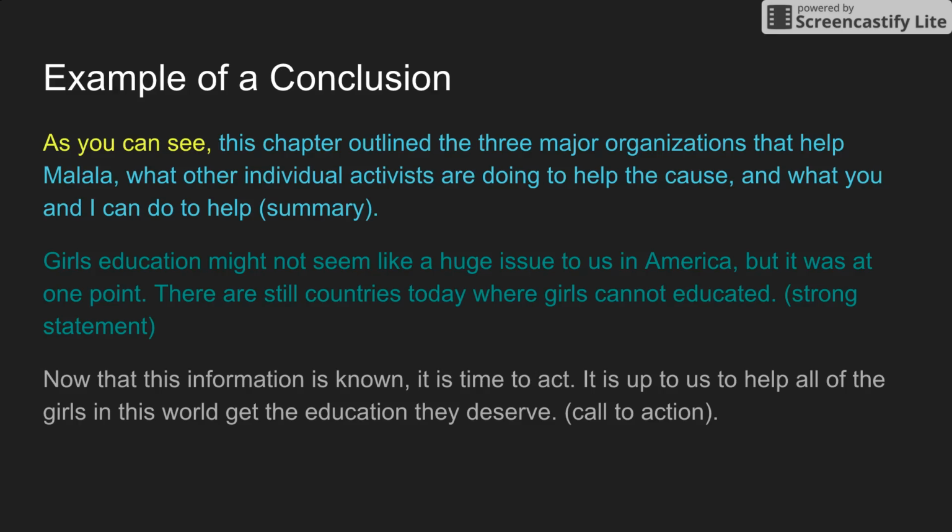So an example of a conclusion would be, as you can see, my transition word. This chapter outlined 3 major organizations that help Malala, what other individual activists are doing to help the cause, and what you and I can do to help. That's my sentence of summary. Girls' education might not seem like a huge issue to us in America, but it was at one point. There are still countries today where girls cannot be educated. A strong sentence. Now that this information is known, it is time to act. It is up to us to help all of the girls in this world get the education they deserve.